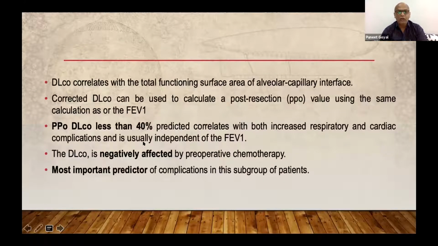So DLCO correlates with the total functioning surface area of the alveolus and capillary interface. And thus, the way we predicted FEV1, in a similar manner, DLCO can also be predicted. If the DLCO is less than 40%, then it correlates with an increased risk of respiratory complications. One should also remember that if the patient has received preoperative chemotherapy, then it is going to have a further negative effect on the DLCO, so he is going to have a reduced DLCO. So in patients with preoperative chemotherapy, you have to specially subject them to various kinds of pulmonary function tests.